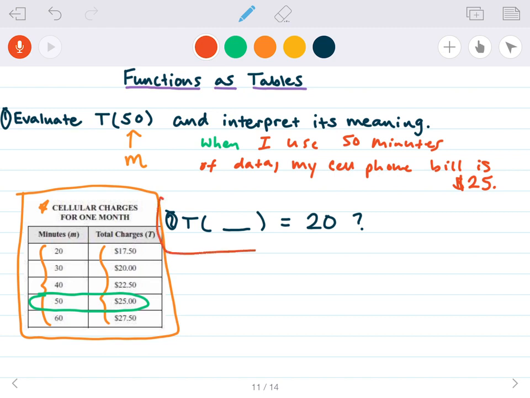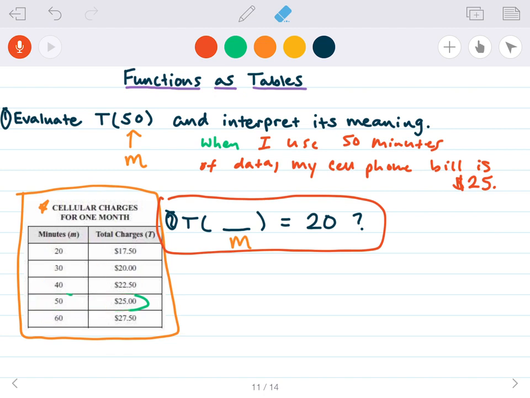So the next one says t of what equals 20. We're looking for something missing in parentheses, so that's our input, which we said was m, our minutes. So this is saying how many minutes do I have to use to get a total charge of $20? We look at the total charge of $20, and the corresponding minutes is 30. So t of 30 equals 20. When I talk on the phone for 30 minutes, I have to pay $20.